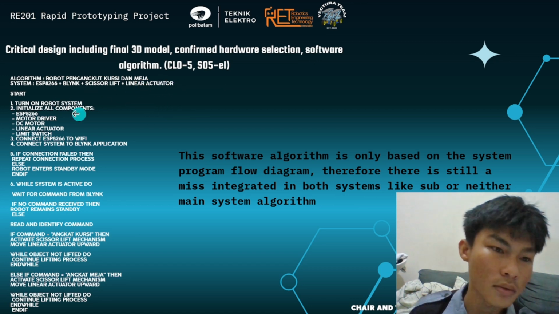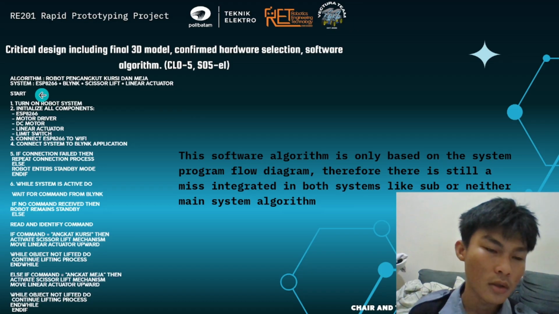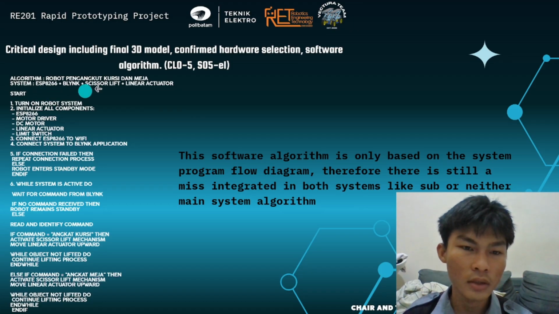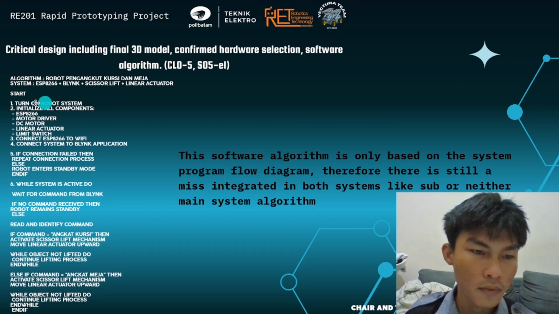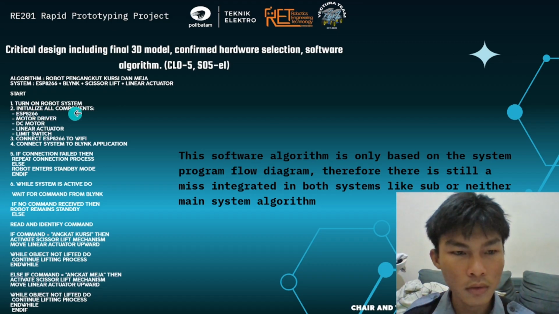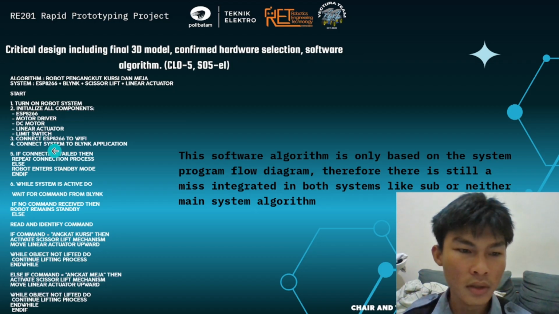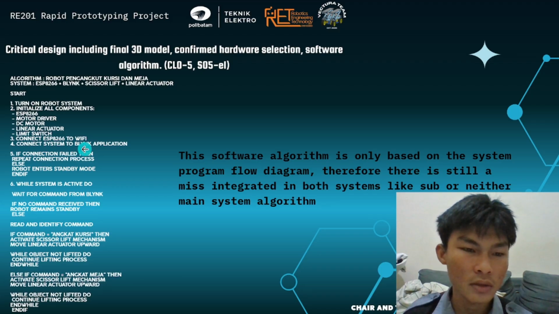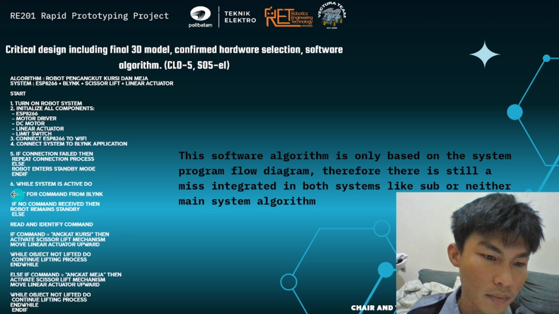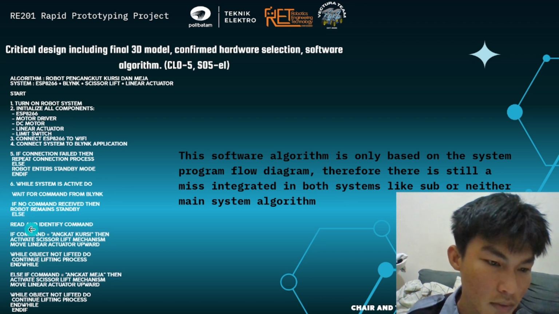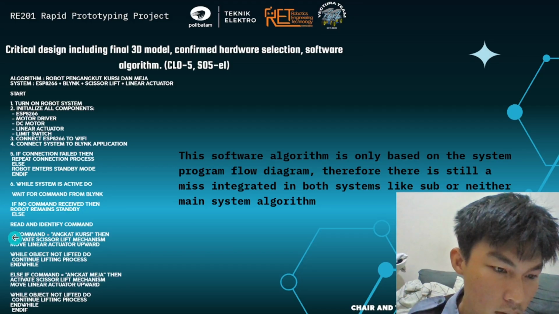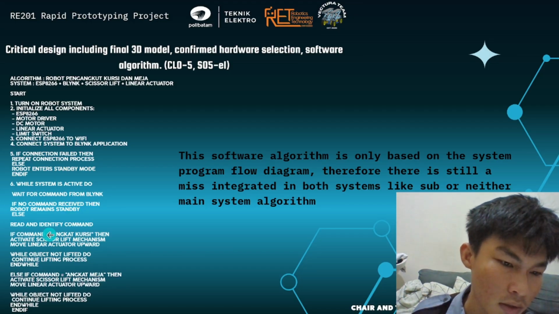This is the algorithm for the chair and table transporter robot. One, turn on the robot system. Two, initialization of the components. Three, connect Wi-Fi for the system link. And next, read and identify the command.